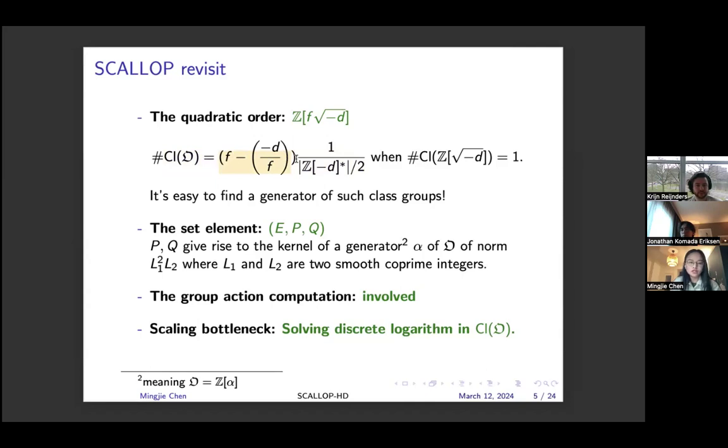Then we should be able to solve discrete log very efficiently. This is not true for SCALLOP because there is another constraint on f that's hidden in finding a generator alpha of O of norm L1 squared times L2. In SCALLOP, they try lots of f to first make sure one can find such a generator alpha. So there is not much control on the group size. And therefore, it takes sub-exponential time for SCALLOP to compute discrete log in this ideal class group. So that's their scaling bottleneck.